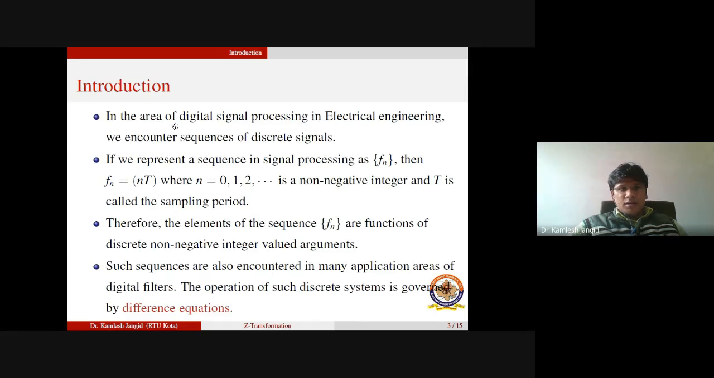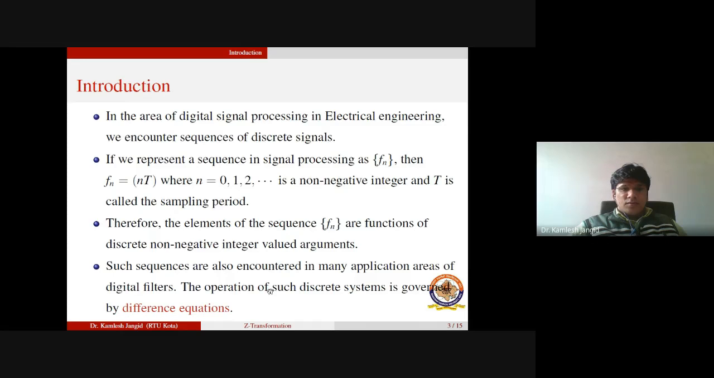In the area of digital signal processing in electrical engineering, we encounter sequences of discrete signals. If we represent a sequence in signal processing as Fn, then Fn equals f(nT), where n equals 0, 1, 2, 3, and so on, is a non-negative integer, and T is called the sampling period. Therefore, the elements of the sequence Fn are functions of discrete non-negative integer value arguments. Such sequences are also encountered in many application areas of digital filters.